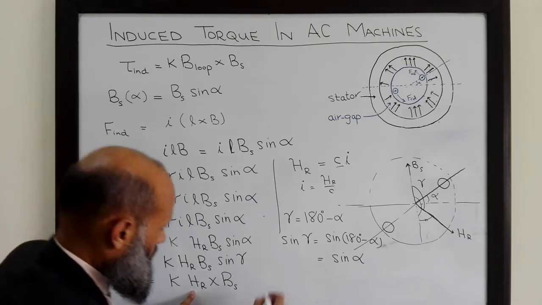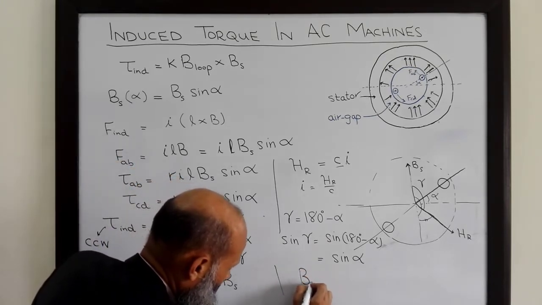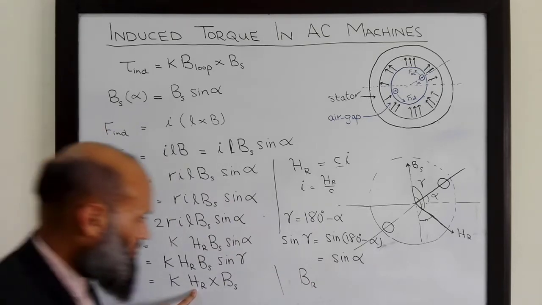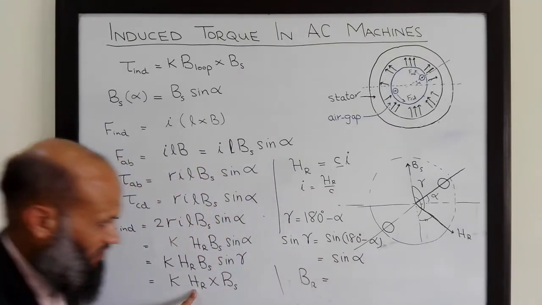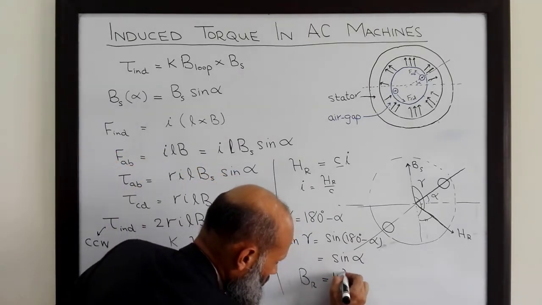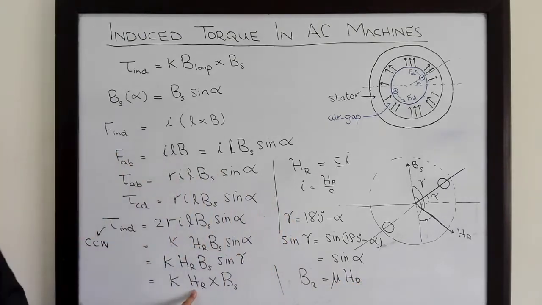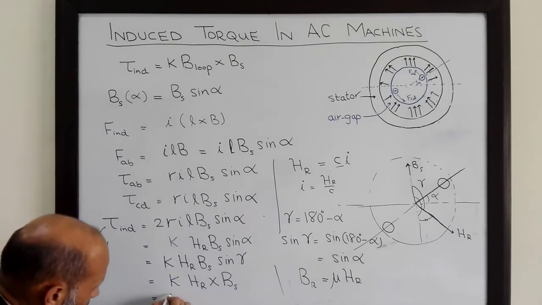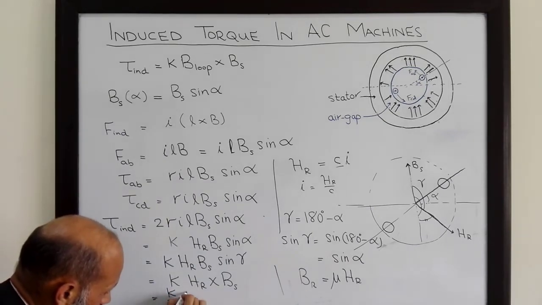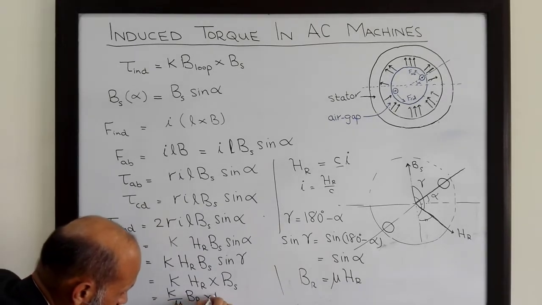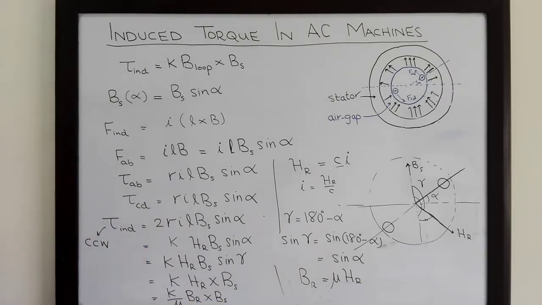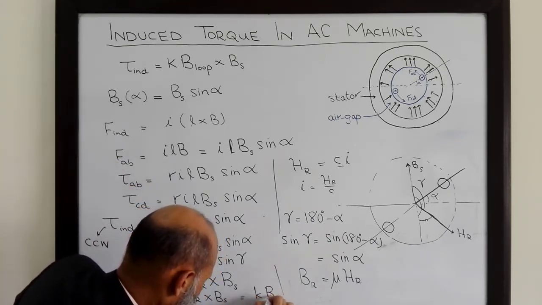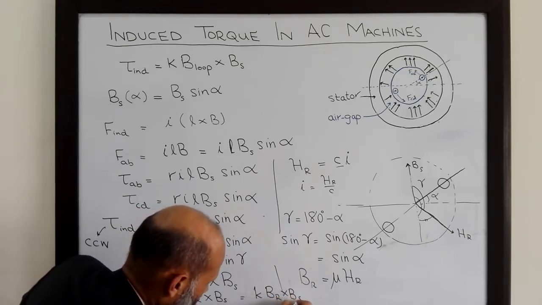Furthermore, we notice that Br, the flux density vector due to this magnetic field, is proportional to the strength of the field. That is, Br is mu into HR. Therefore, we can also replace HR with Br over mu, and then we have K over mu Br cross Bs. This constant K over mu, we can give it another name, for example, small k, in Br cross Bs.